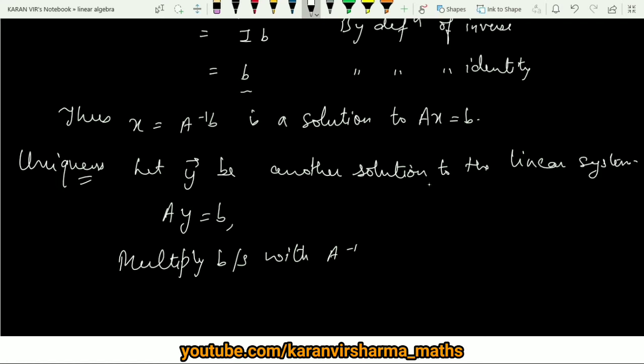This will be A inverse A into y is equal to A inverse b, and A into A inverse is nothing but identity. So this is identity into y, which is again y, correct? So y comes out to be equal to A inverse b, and what I have assumed as my A inverse b, that was nothing but x. So y comes out to be equal to x. So this proves that my solution is always unique.